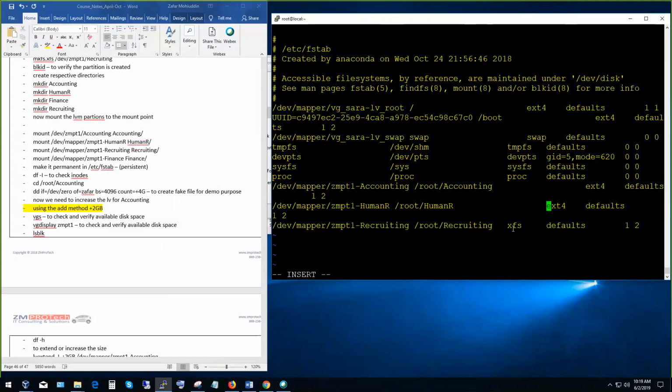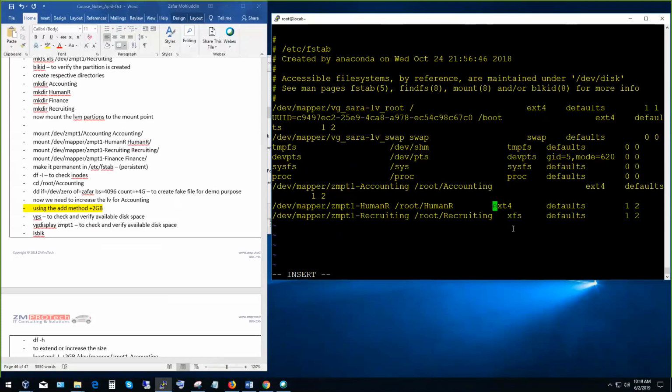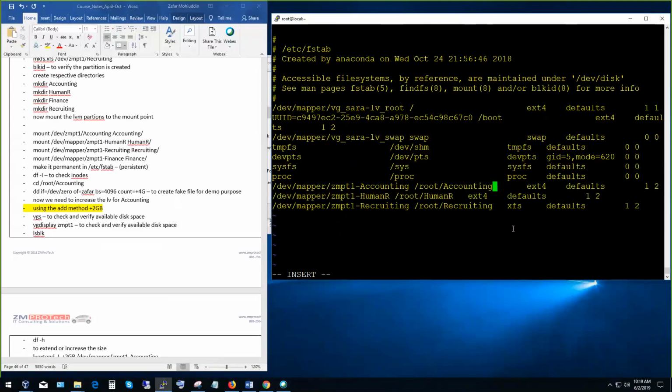So I'm removing the spaces. I'm just using the tab. Okay. Yeah, I shouldn't have done that to begin with. So okay. All right. This looks good to me. Human resource recruiting.